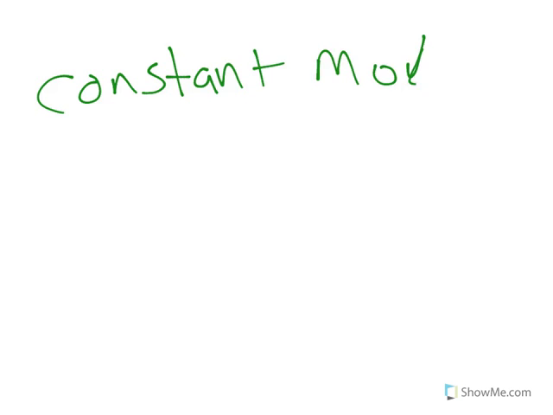Number 5. Okay, so A, describe the motion of the graph in words. That would just be, it's in constant motion. Remember, if it's a distance versus time graph and it's a straight line, it means it's in constant motion. All right, what is the average speed of the object?